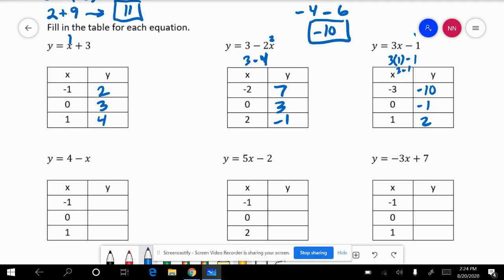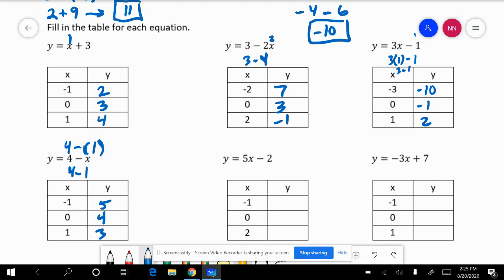Looking at our next one, we're going to plug in the negative 1. Now this is a little tricky because we have a negative and a negative. And remember, a negative and a negative is a positive, so that would be the same thing as 4 plus 1. Our next one that we're going to plug in is 0. So when we plug in a 0, 4 minus 0 is 4. And then we're going to plug in a 1. And that would give us 4 minus 1, which is 3.